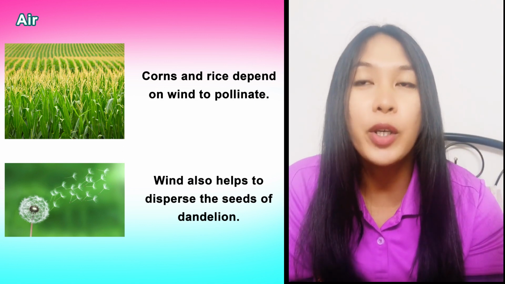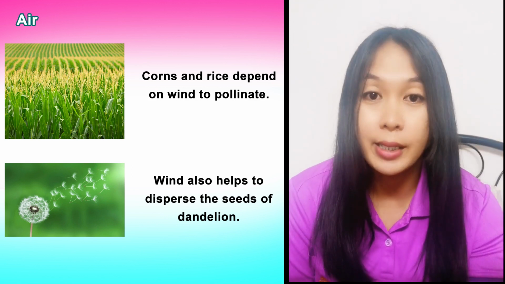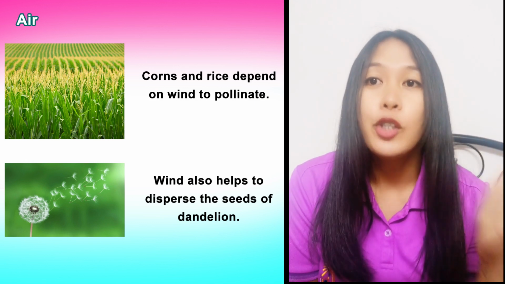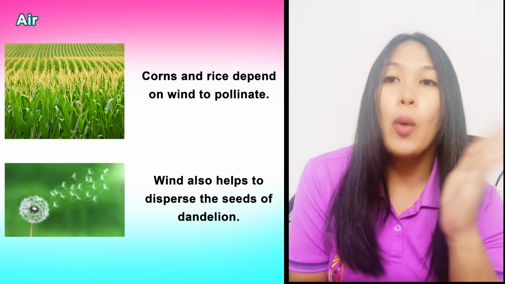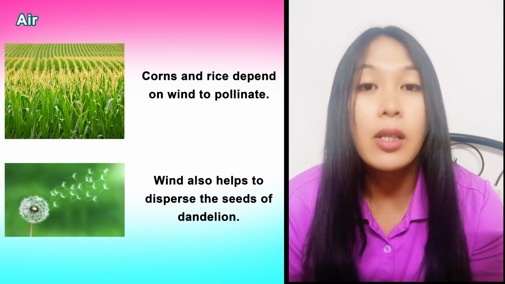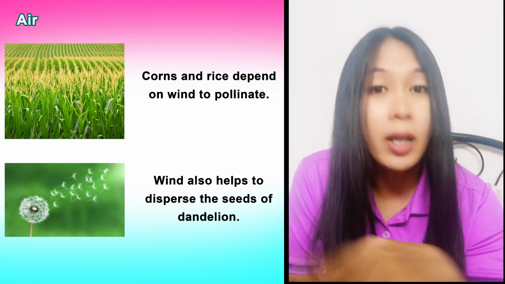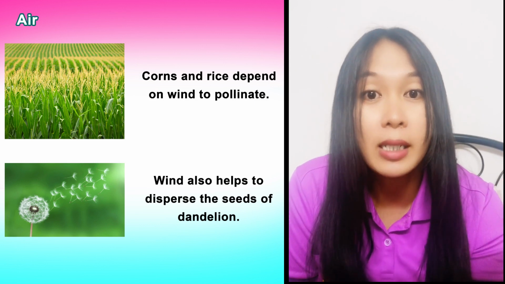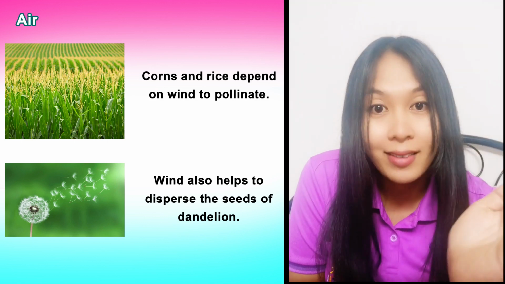We also have what we call the moving air, which is what we call the wind. This wind actually helps corn and rice to pollinate. It also helps the dandelions disperse their seeds. So animals don't only help in pollination and seed dispersal. Wind can also help with that.